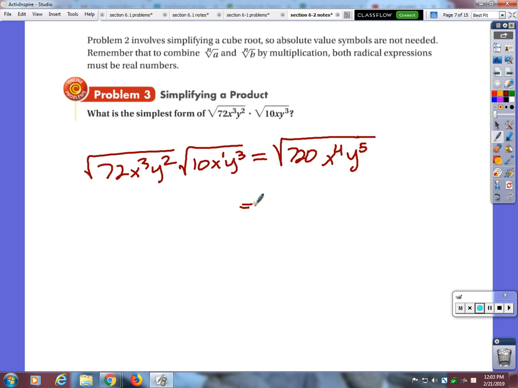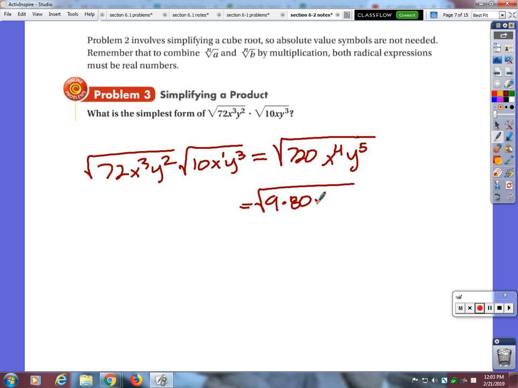9, okay? So let's rewrite this as 9 times 80. Higher would work better. We can just do 9. Yeah, it does. 720 divided by 9 is 80.